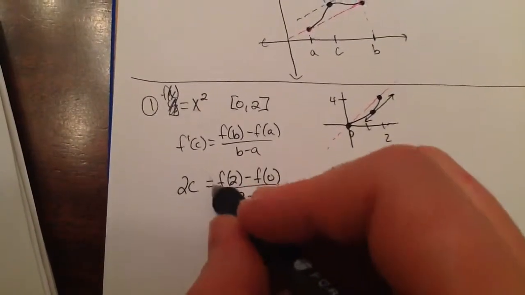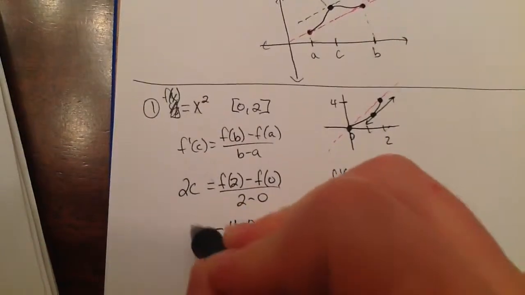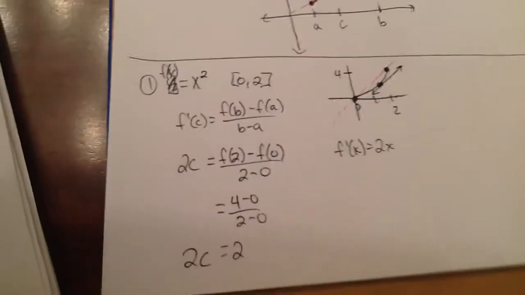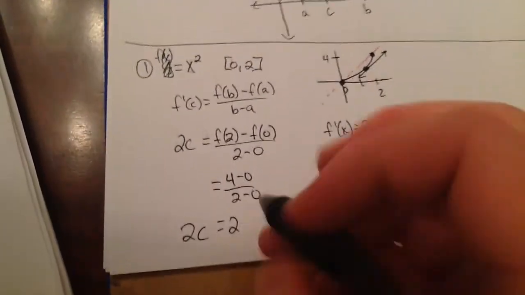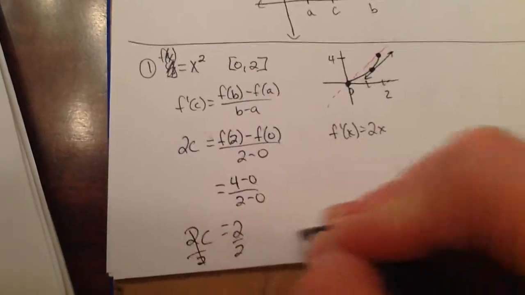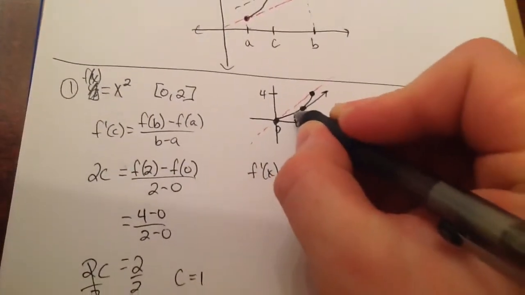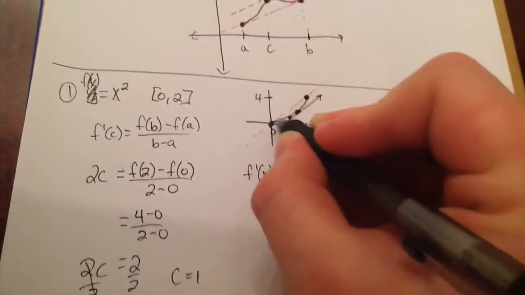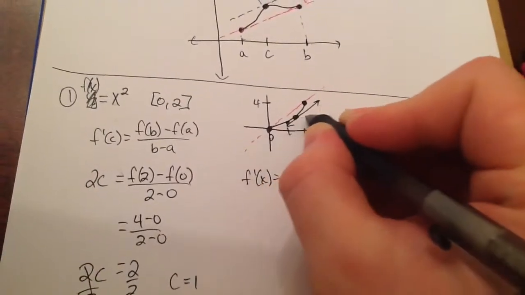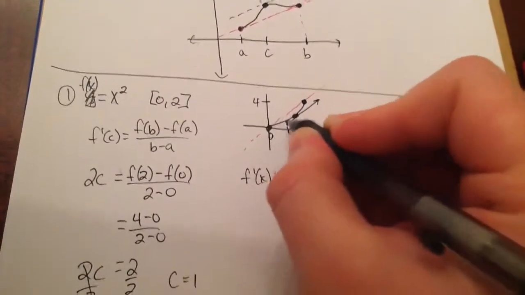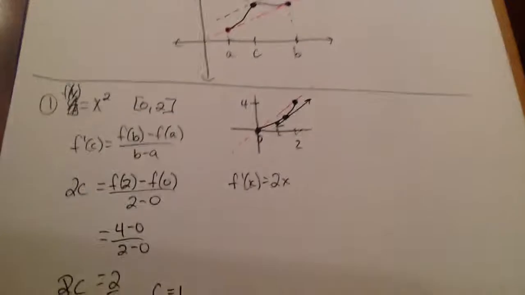So, whoops, didn't need to write it up there. Come down here, it looks a little simpler. 2c equals c divided by 2. Oh, c equals 1. So my drawing was a little off. That just means the x value where the tangent line is going to be parallel to that curve is 1. So my drawing kind of sucks.